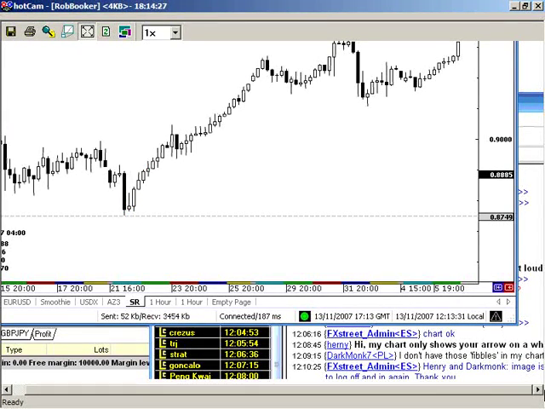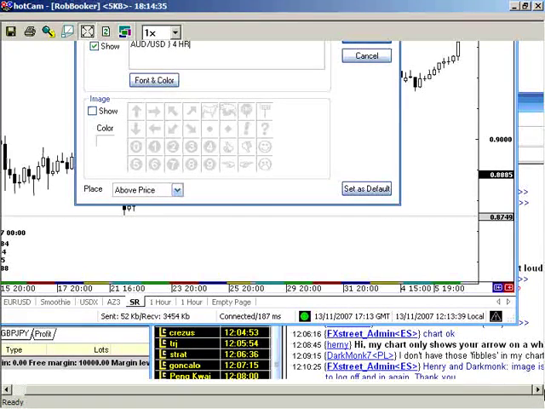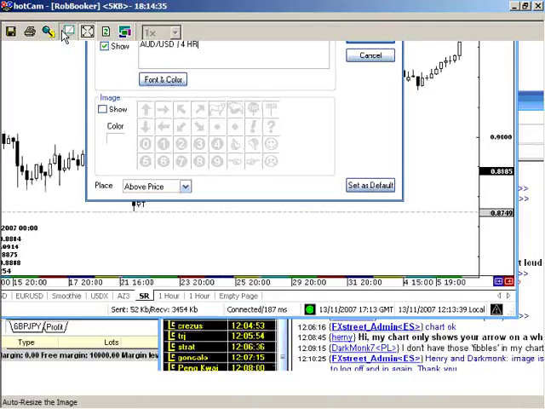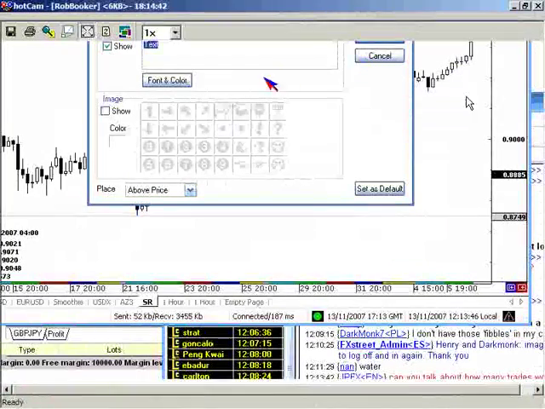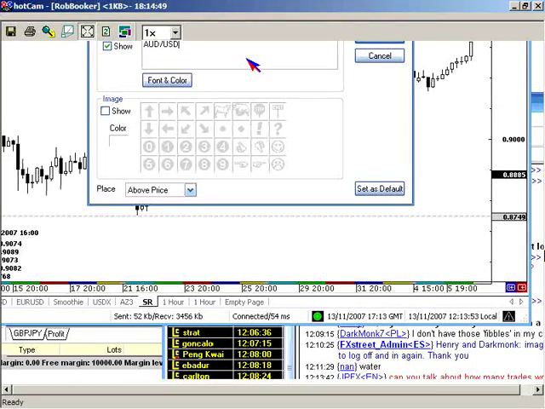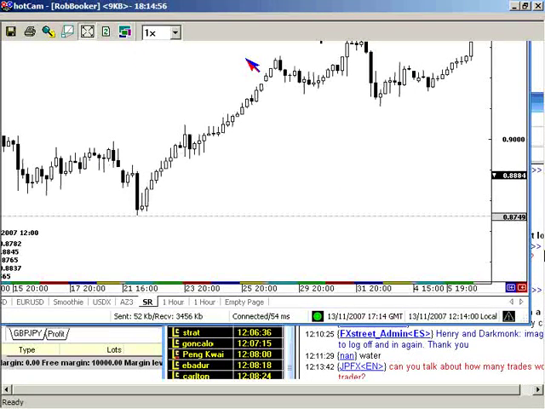Let me type that out here so we can all see that. Oh, sorry everyone. 4-hour chart. Okay. Someone asked if we can talk about how many trades would be too many for a short-term trader, and we'll answer that question a little bit later.